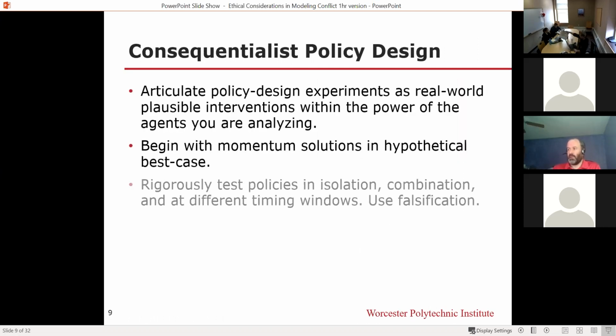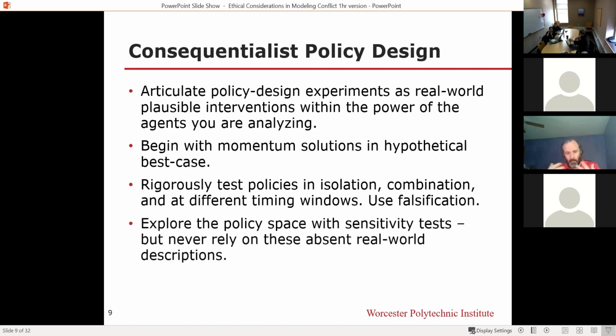Policy design from a consequentialist standpoint, I'm borrowing a little bit here from the Jay Forrester, George Richardson, Khalid Saeed school, which is: articulate your policy design experiments not as a random parameter that just gets adjusted mathematically, but describe them as real-world plausible interventions within the power of the agents you're analyzing. When I'm looking at ISIS, I'm not saying, well, if magically something happened. If I'm a commander of a U.S. coalition force, what are the levers I can pull, and can I arrange them in such a way to accomplish the result?